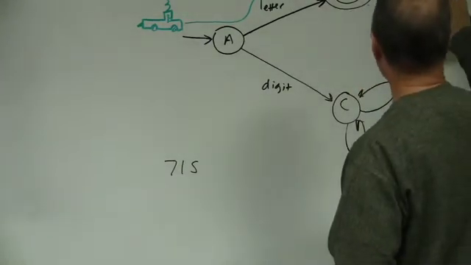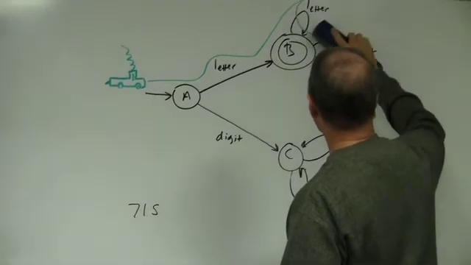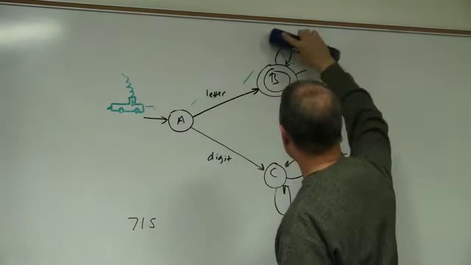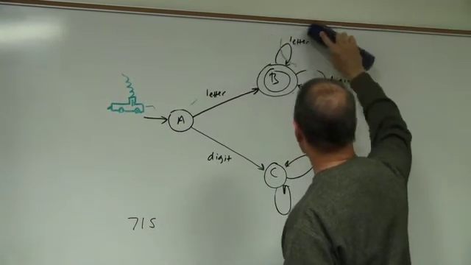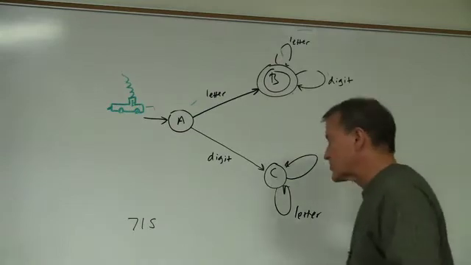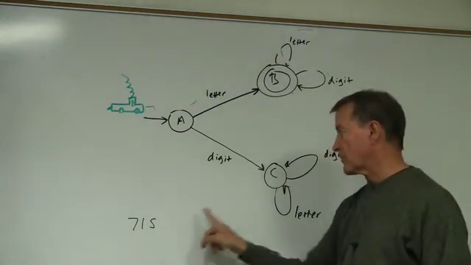How would we determine if 71S is a valid one? Okay, so now I got to erase all this green stuff. All right, so here's how we would try to parse 71S with this machine.